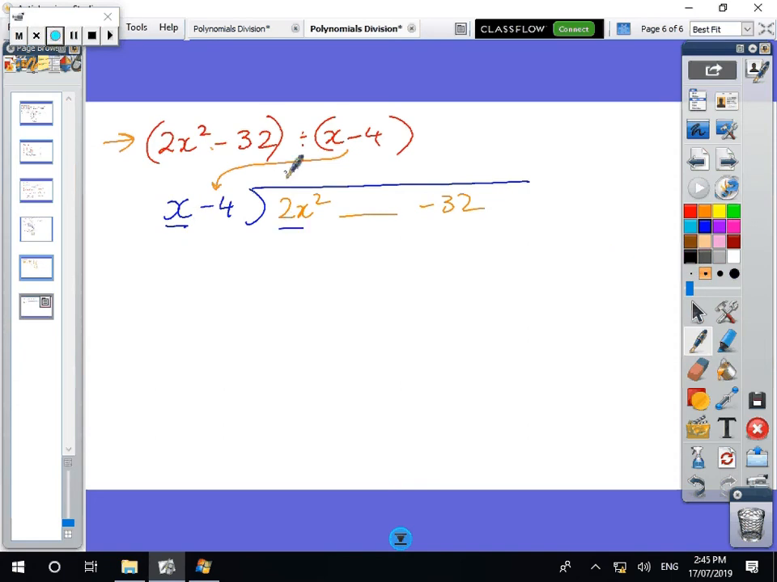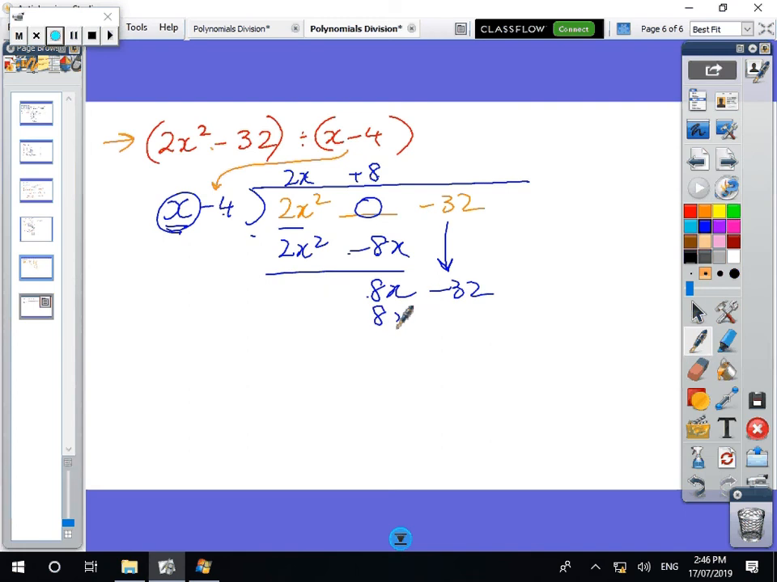X into 2x squared goes 2x. 2x times x is 2x squared. 2x times minus 4 is minus 8x. So you see that there would be a term that lines up. So we go 0 minus minus 8 is going to be plus 8. Then you bring down the minus 32. So x into 8x goes 8 times. 8 times x is 8x. 8 times minus 4 is minus 32. And 2x plus 8, which also equals 2 bracket x plus 4, is your other answer. Okay, so copy that and come across, and we'll just do one more, a little bit harder. Come across when you're ready.